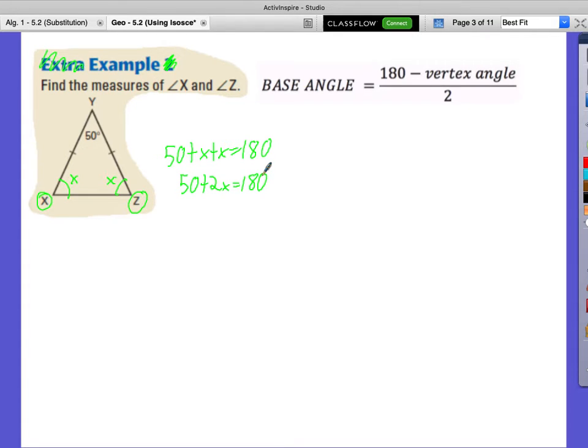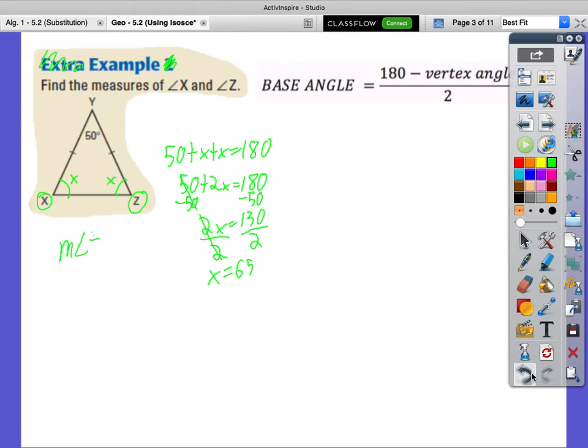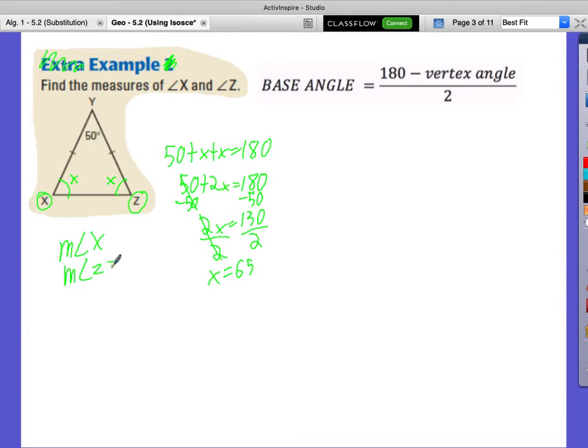Now what do we do? Subtract 50. Okay, we said to subtract 50, then we divide 130 by 2. X is equal to 65 degrees. 65. So what's the measure of angles x and z? The measure of angle x and the measure of angle z are both equal to 65 degrees.